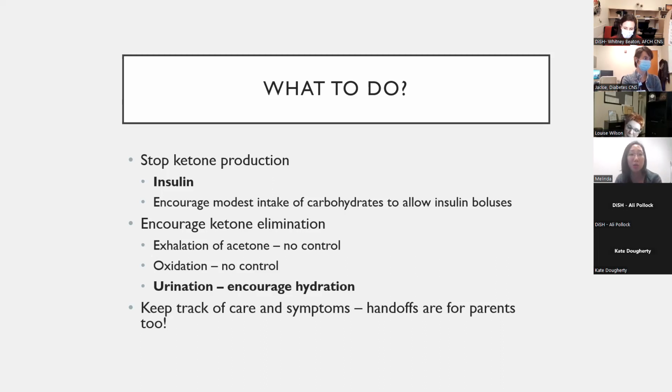So to stop ketone production, essentially you want insulin. You just want more insulin in general. And we'll talk about how much insulin in a couple of slides, but if they have ketones, what they're getting right now for insulin is probably not enough. A lot of the time it means regular boluses, slightly above what they're used to getting, and some modest intake of carbohydrates to allow for insulin boluses.